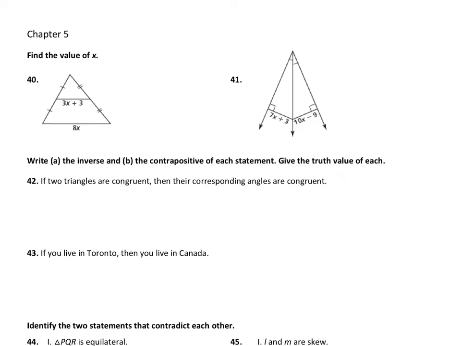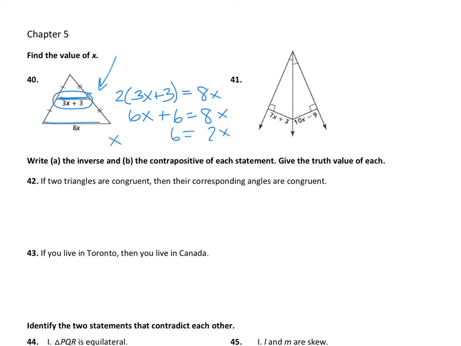Okay, chapter 5. So this blue segment is a mid segment because this is the midpoint, and this is a midpoint because of these marks. So with a mid segment, you double the mid segment in order to get this segment. So I do 2 times 3x plus 3 equals 8x. So then 6x plus 6 equals 8x. 2x equals 6, x equals 3 is your answer.